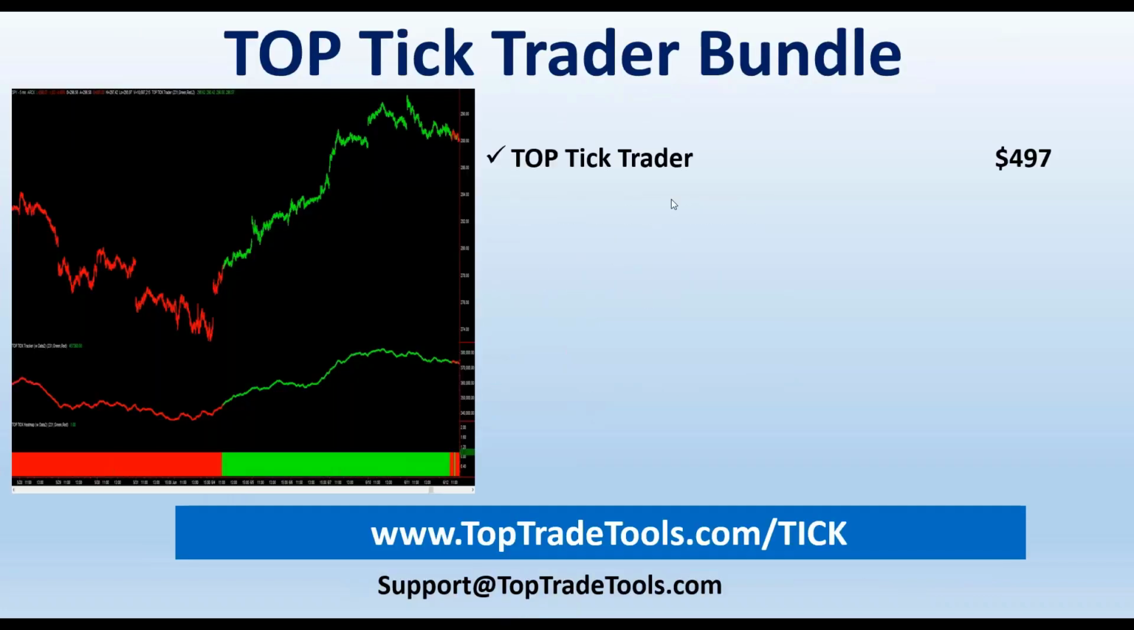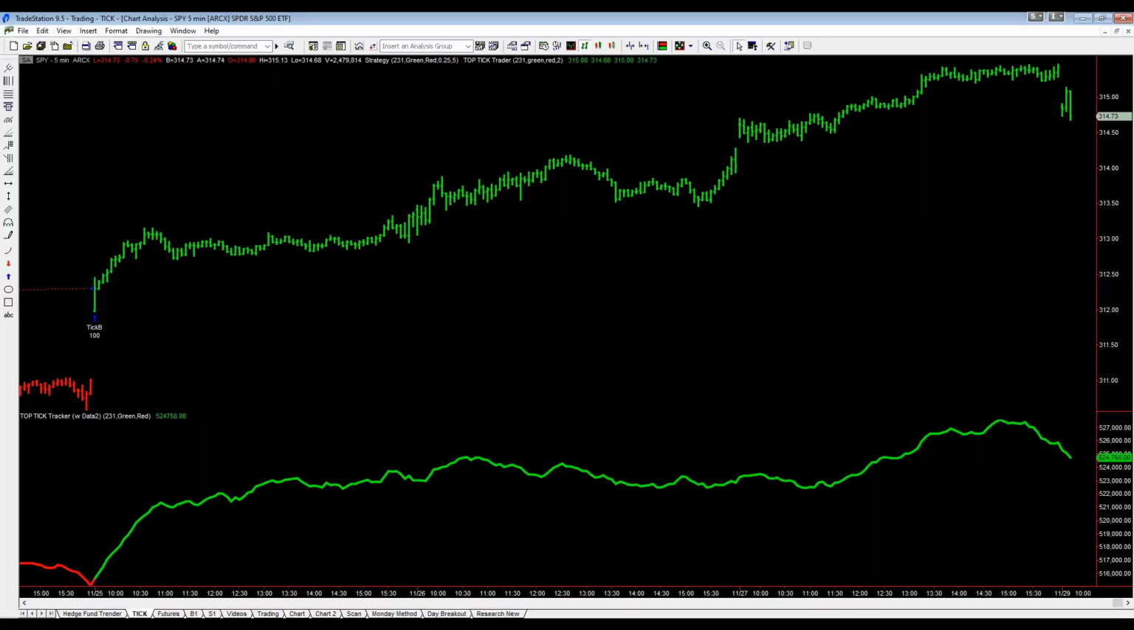So here's the offer for those of you who are interested in the top tick indicators. Here's what you get with the bundle. The top tick trader, which is the bars, colors your bars green or red, just like I showed you mine. This is my real-time example on TradeStation right here. You can see it makes it super simple, which is what I like. It's the top indicator that just colors my bars green or red.